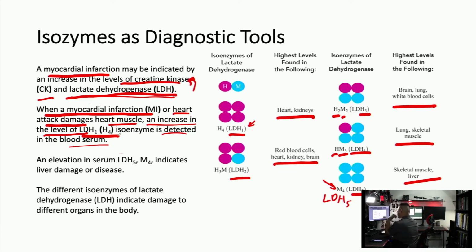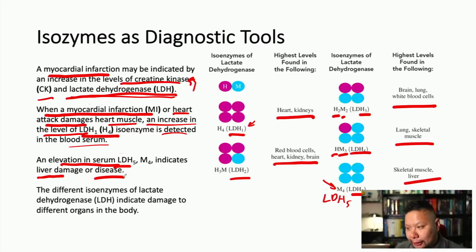But that's an example of using LDH as a diagnostic tool, right? Elevated LDH5 in the serum actually indicates liver damage or disease, right? So you can use all these to do a lot of diagnostic tests. Just in conclusion, the different isozymes of lactate dehydrogenase indicate damage to different organs in the body, right?